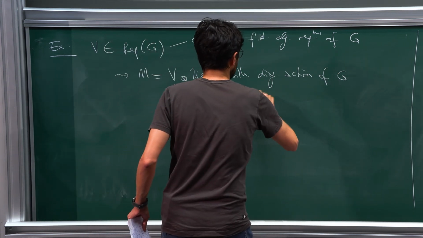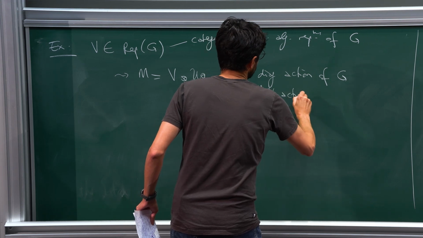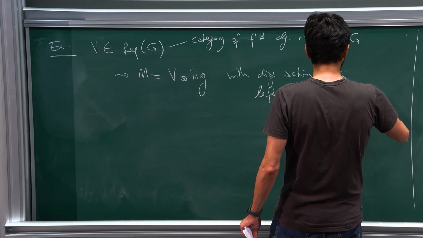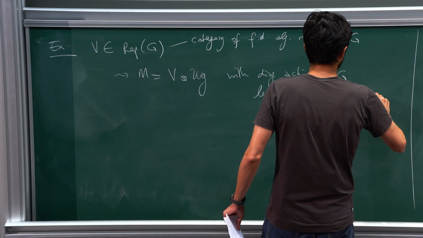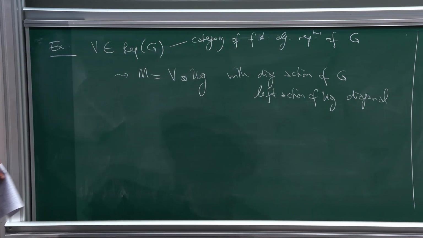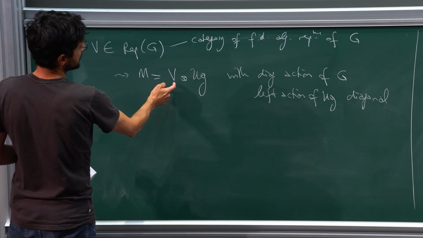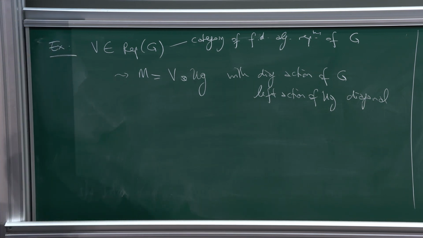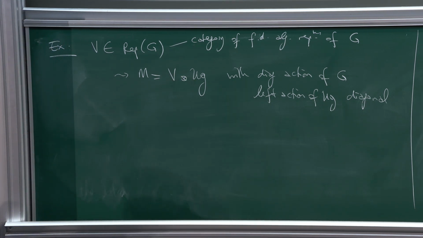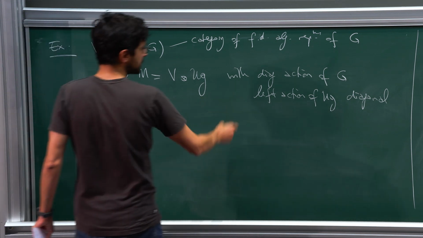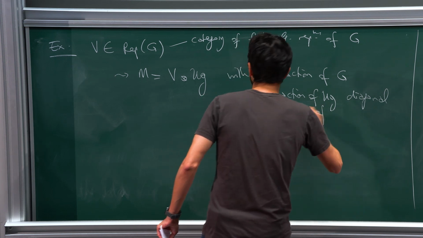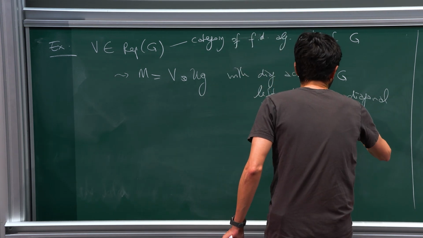The left action of UG is the diagonal action. Namely, UG acts on UG in the natural way on the left. And I also have an action on V coming from the differential of the action of the group. So I take the diagonal action, and this gives me the left action. And the right action is only on the right factor.